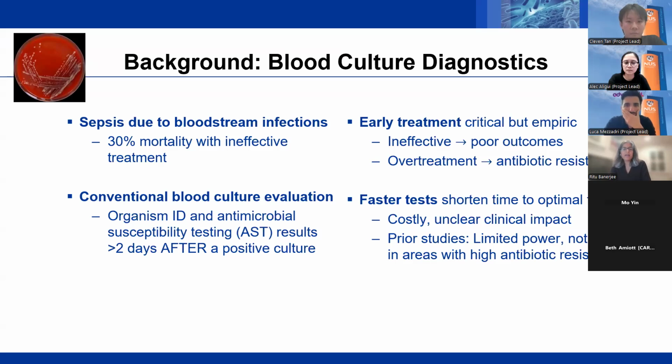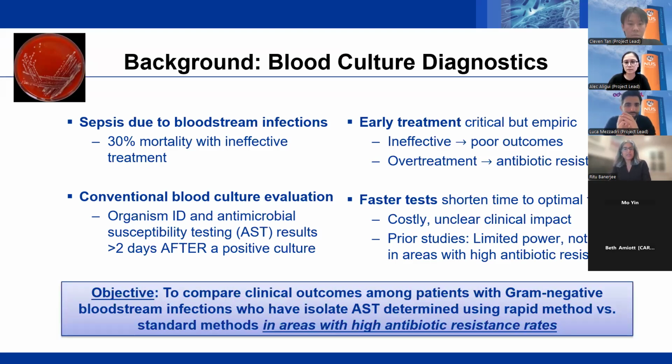So what we really need are faster tests that can shorten time to optimal therapy. Prior studies evaluating blood culture diagnostics have had unclear clinical benefit, and often they were observational in nature or limited in power and not conducted in areas with high antibiotic resistance. So the FAST trial objective was to compare clinical outcomes among patients with gram-negative bloodstream infections who have isolate antibiotic susceptibility testing determined using a rapid phenotypic method versus standard methods in areas with high antibiotic resistance rates.